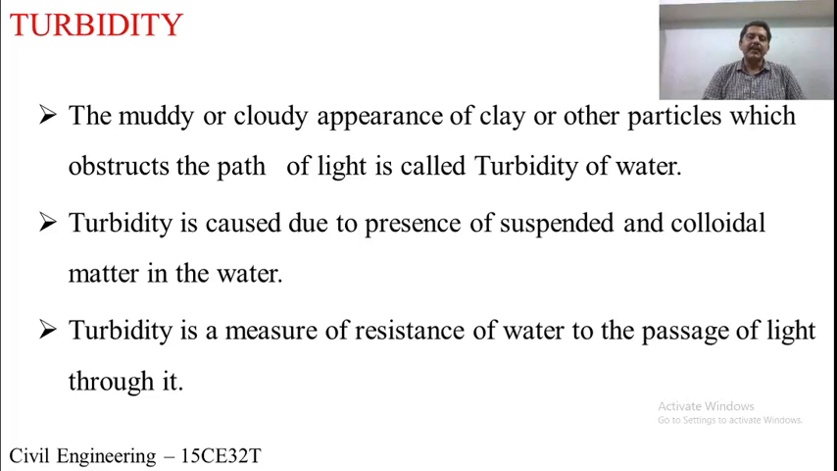So turbidity is the measure of resistance of water to the passage of light through it. So it obstructs the path of the light. If the water has zero turbidity, it is crystal clear and no resistance is offered to the passage of the light. If the water has high turbidity, it obstructs the path of the light.